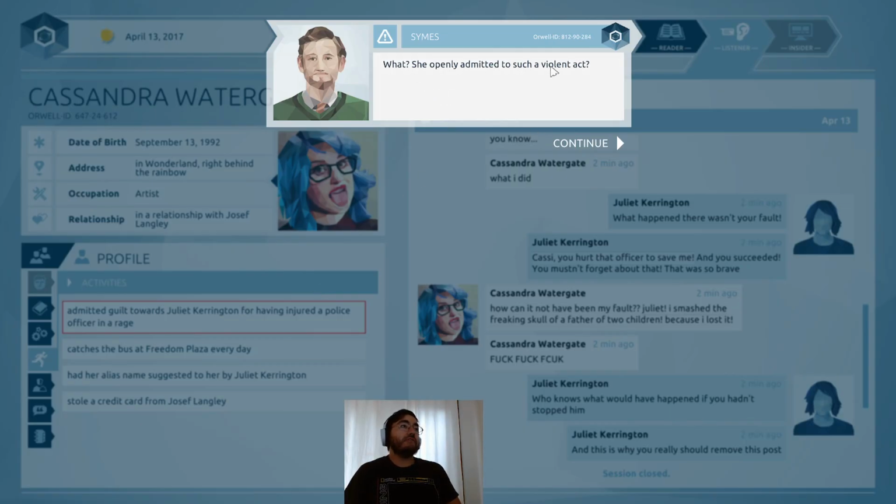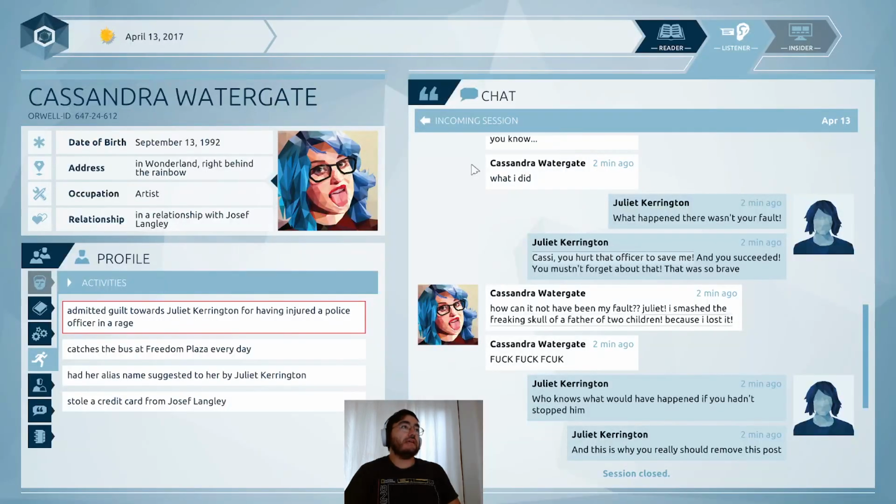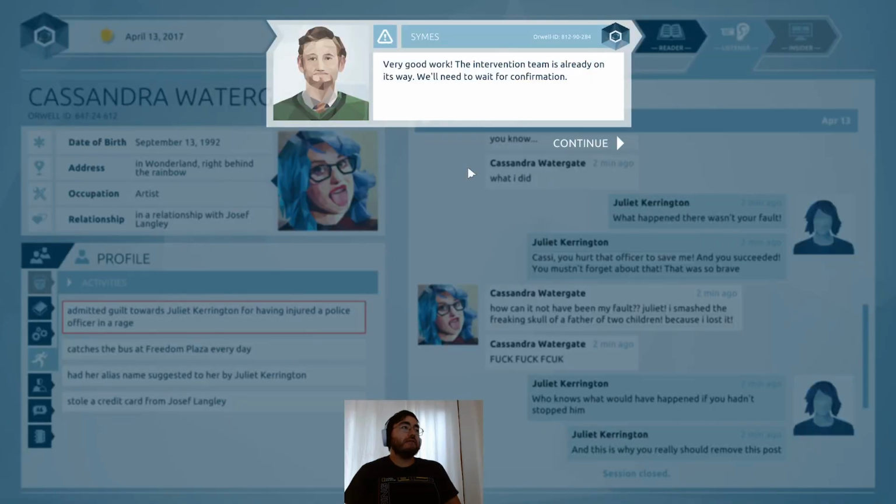What? She openly admitted to such a violent act. This is perfect. We can arrest her and open the investigation again. We might have just gotten her arrested, which is maybe the goal. Very good work. The intervention team is already on its way. We'll need to wait for confirmation.